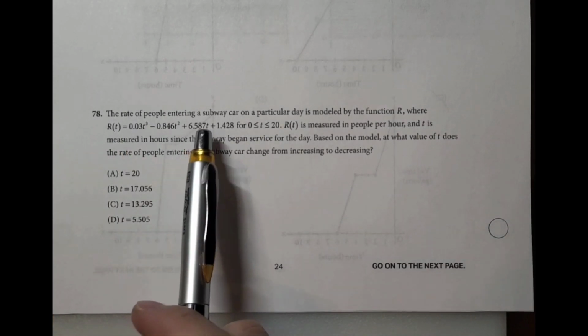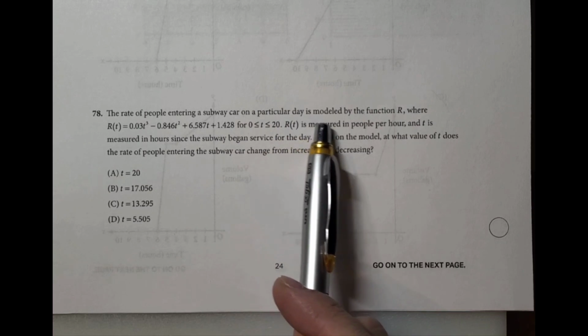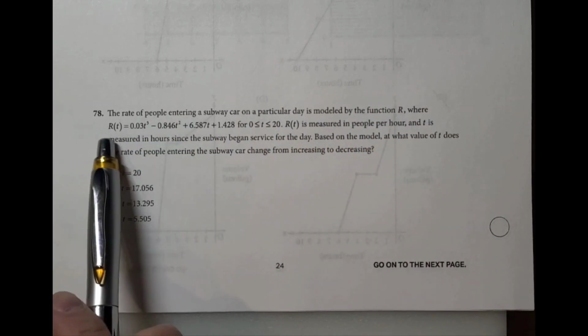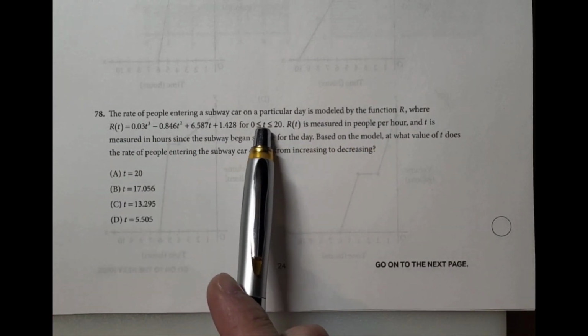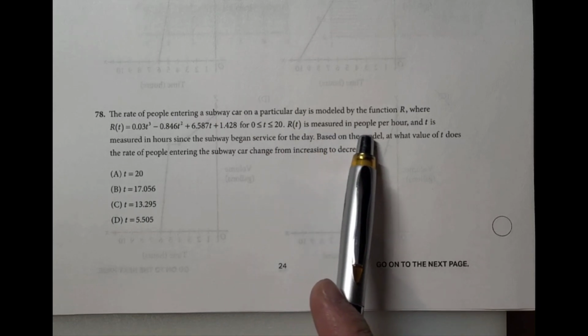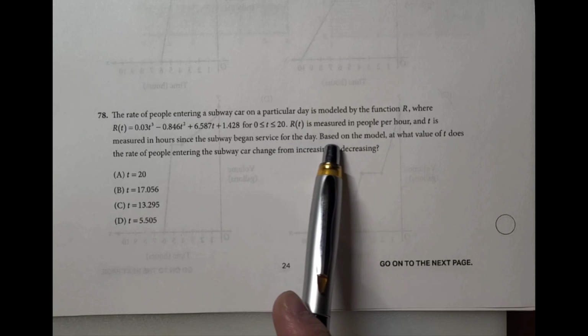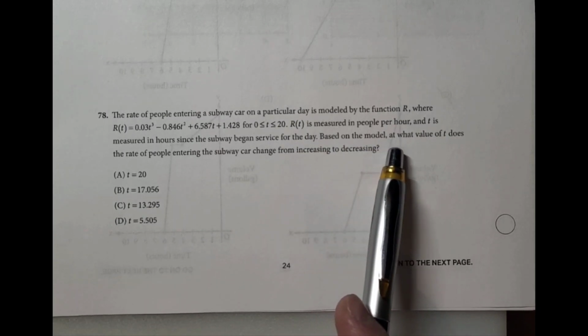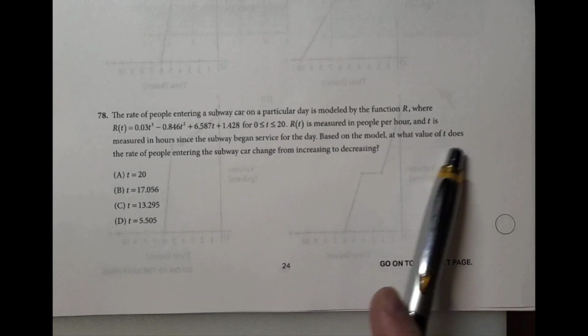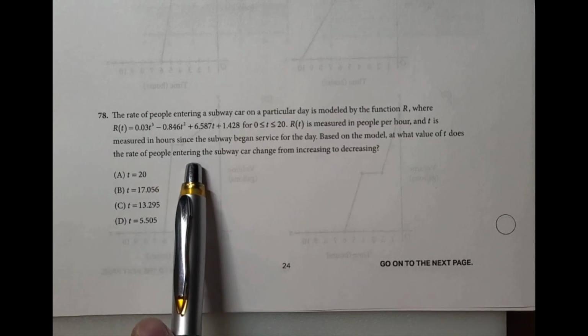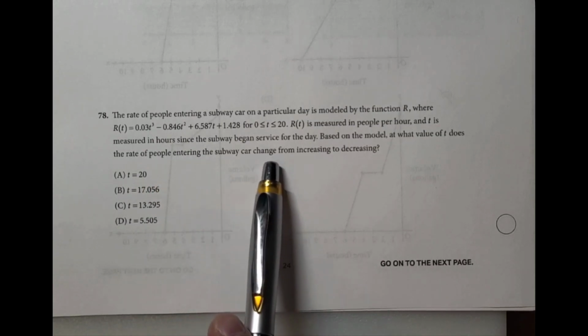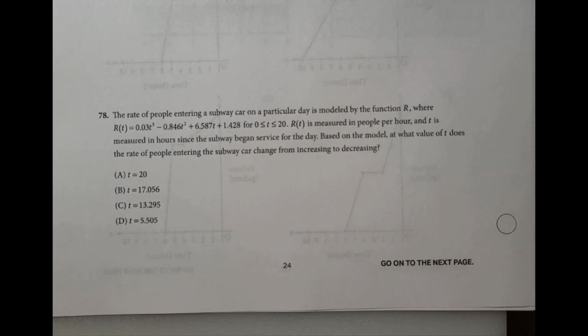The rate of people entering a subway car on a particular day is modeled by the function r, where r is this, for t between 0 and 20. R of t is measured in people per hour, and t is measured in hours since the subway began service for the day. Based on the model, at what value of t does the rate of people entering the subway car change from increasing to decreasing?